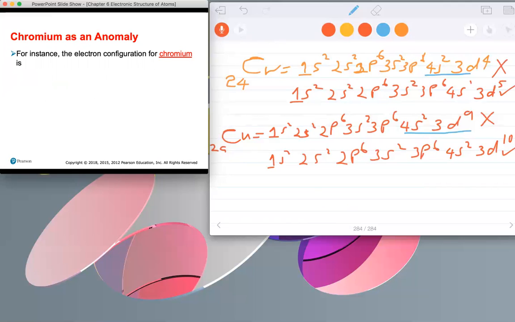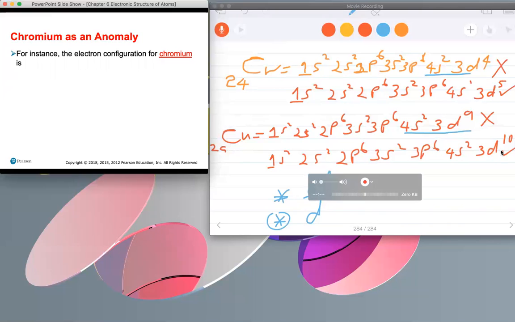If you have a d4 or a d9, this is the d4 and d9 rule. If you write the ground state the way we normally write it, how we learned in the first method, and you end up with d4, you promote an electron from this sublevel into that subshell. This was d4, we made it d5. That's correct. This was d9, and then we make it 10. That way it is more stable when the d is half filled or completely filled.